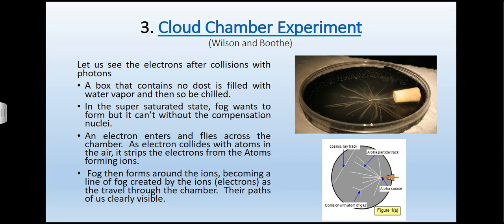The electron passes through the supersaturated solution. It acts as a condensation nuclei, so the supersaturated air has some place to condense. When it does that, it creates these cloud streaks. The cloud streaks allow us to actually see the path of the electron as it passes through the vapor.